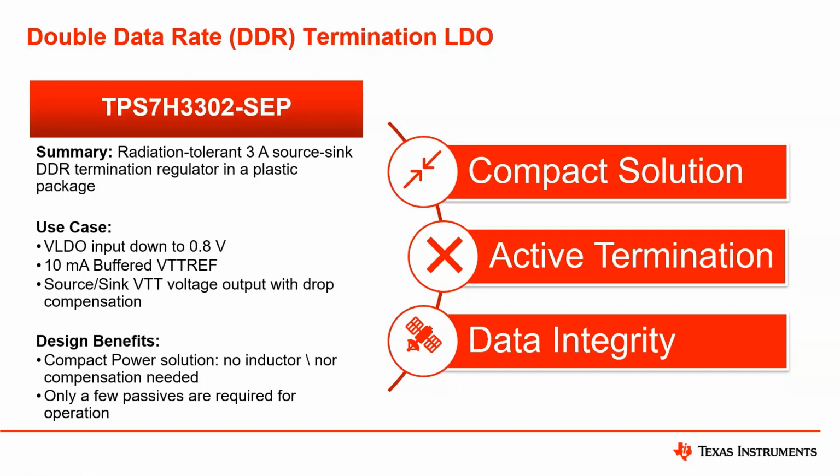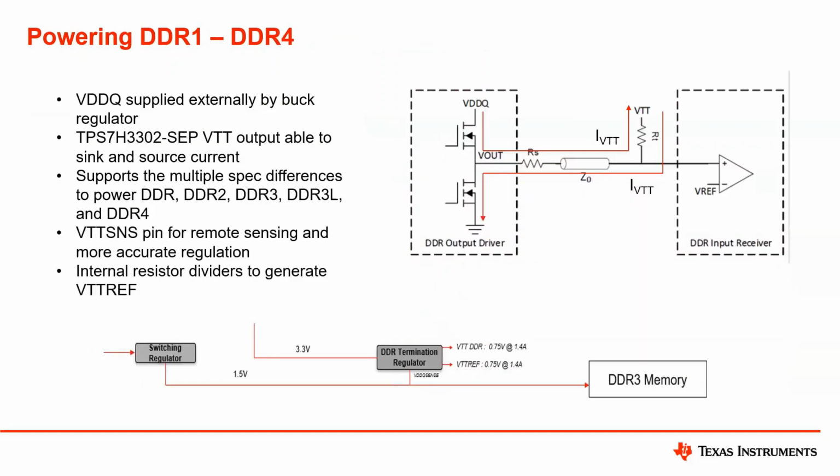The plastic package will give you a size benefit, as well as a more cost-effective solution for LEO or MEO type applications. The design benefit here is a compact power solution, so you won't need an inductor or external compensation that you might typically see with a switching regulator. This is a linear device, so very, very few passives are required. And as mentioned before, this goes into a little more detail on its capability to both source and sink current.